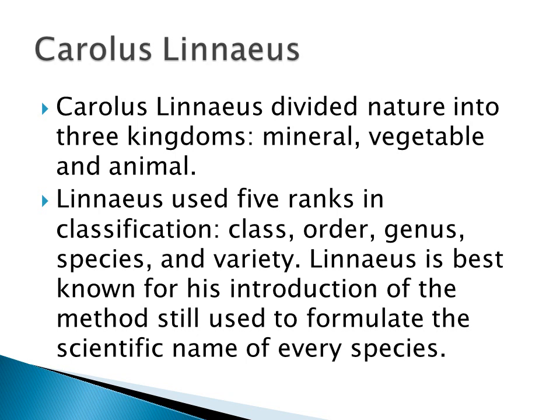Carolus Linnaeus is a famous scientist who divided nature into three kingdoms: mineral, vegetable, and animal. And then Linnaeus used 5 ranks in classification: class, order, genus, species, and variety. He is also known for his introduction of the method which we still use to formulate the scientific name of every species, and that method is known as binomial nomenclature. In the next lesson, inshallah, we will discuss binomial nomenclature. So that was the scientist who worked a lot on the classification of living organisms.